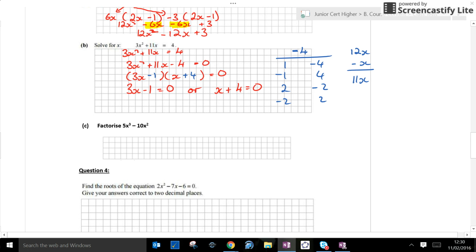Okay, so looking at 3x minus 1, I first isolate the x term by adding 1 to each side. So I get 3x equals 1. And now divide by 3 to get the value of 1x, x equals a third. Now I look at x plus 4 equals 0, and I subtract 4 from both sides to give me x equals minus 4. So our two solutions are x equals a third and x equals minus 4. That moves us on to part C.